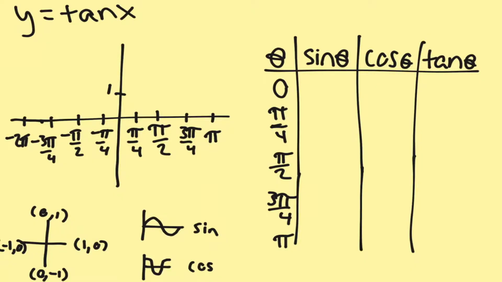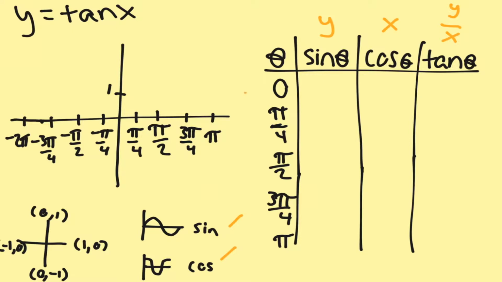We're going to graph the parent tangent function. The tangent points come from the sine values, which is y, and cosine, which is x. So tangent is going to be y over x. That's if we're looking at the unit circle, but we could also look at the sine and cosine graphs.